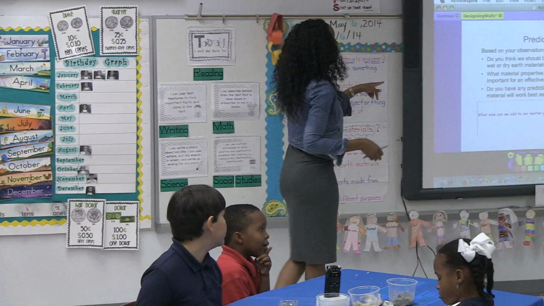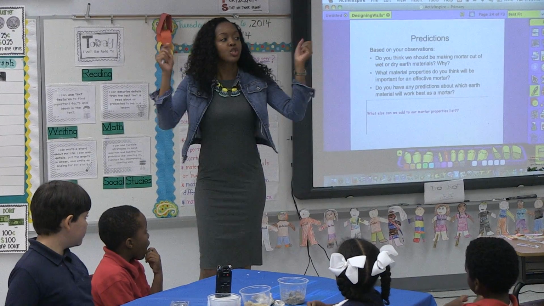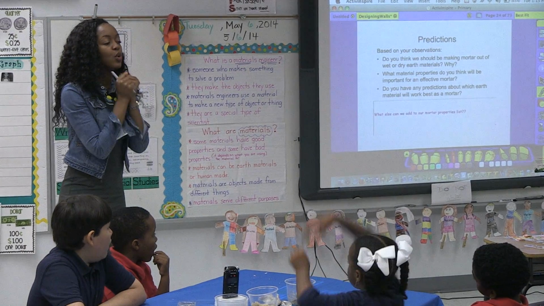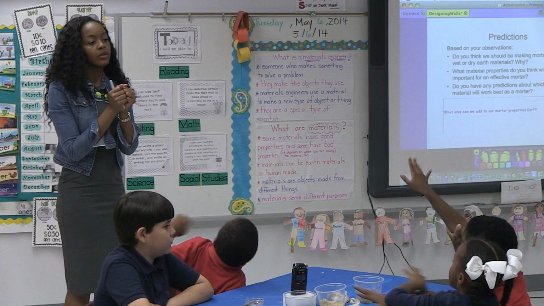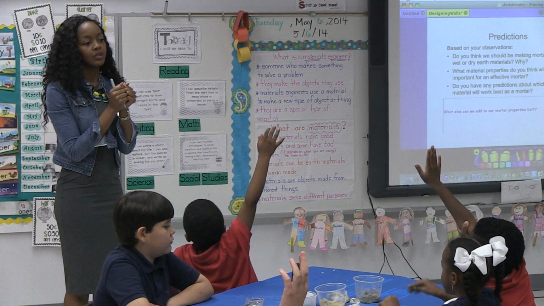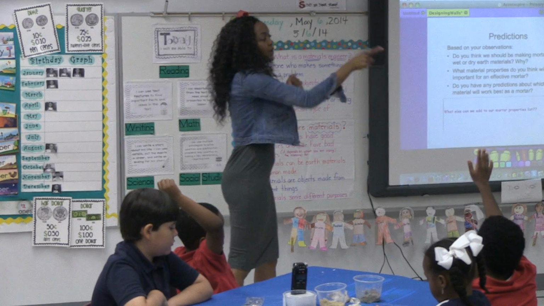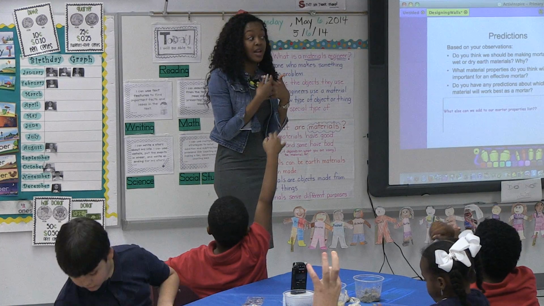Okay, very good. What material properties do you think will be important for an effective mortar? So what properties must the mortar have in order to be good mortar? Smooth, like kind of hard and wetish. Okay. What else, Kenya? Softest. It needs to be soft, according to Kenya. Yes. Sticky. Sticky is a very important one, I think, that we've noticed.